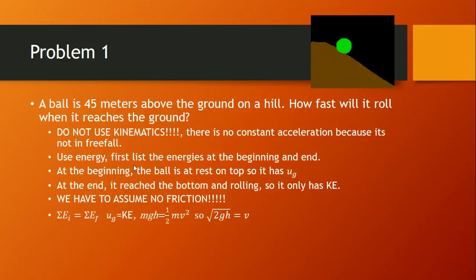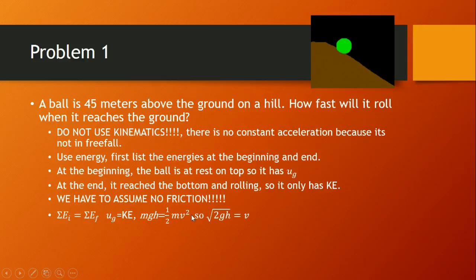So we set the initial energy and final energy equal to each other. I said that the initial energy was gravitational potential at the top of the hill. So we're 45 meters up, we have potential energy due to gravity. Then it gets converted all to kinetic energy as it rolls to the bottom. So mgh, gravitational potential, equals 1/2 mv squared, which is the kinetic energy.